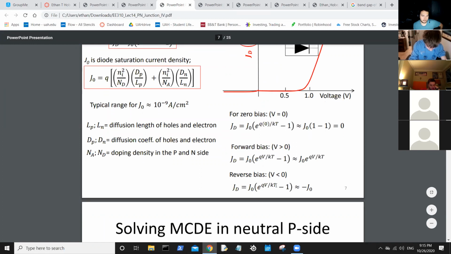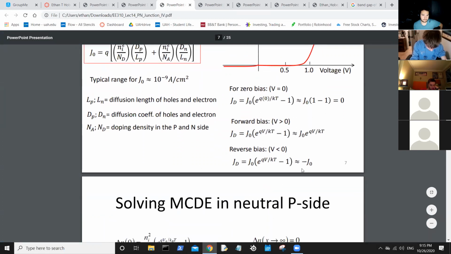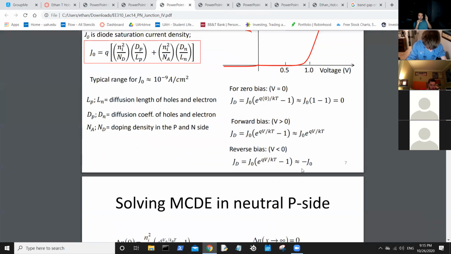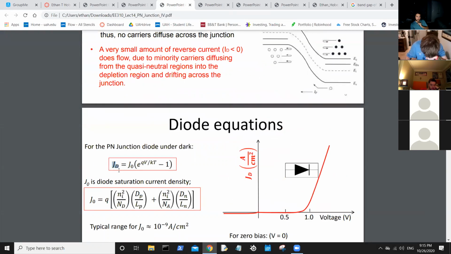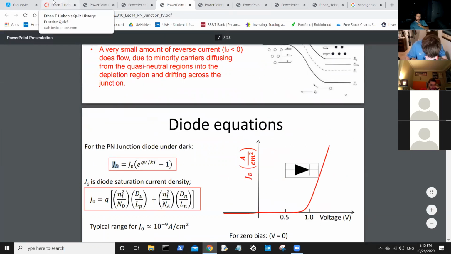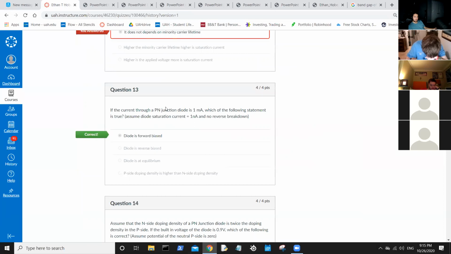Less than. So wait, I missed out on that. So where exactly did you plug in the 1 milliamp? Go back up to the equation. 1 milliamp is right here, JD. So let's go back to the question. If the current through a PN junction is 1 milliamp, think of the JD as applied current. And this is the diode saturation current, which is J0. It was given to us here.